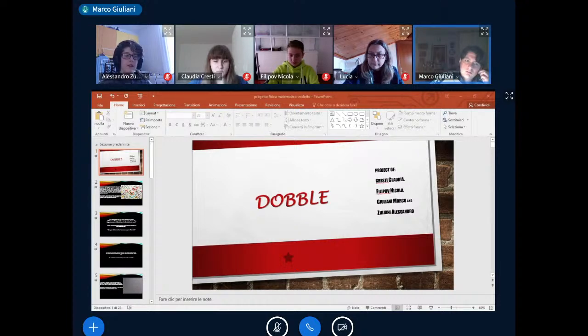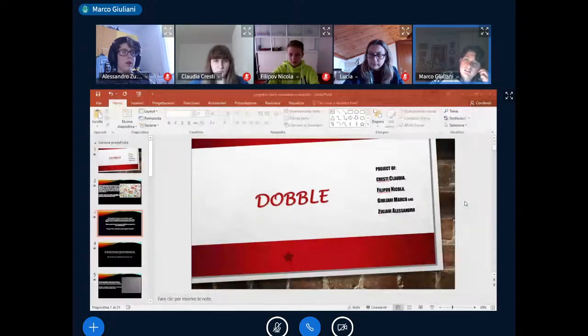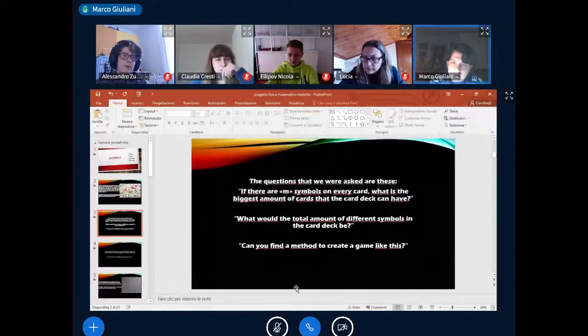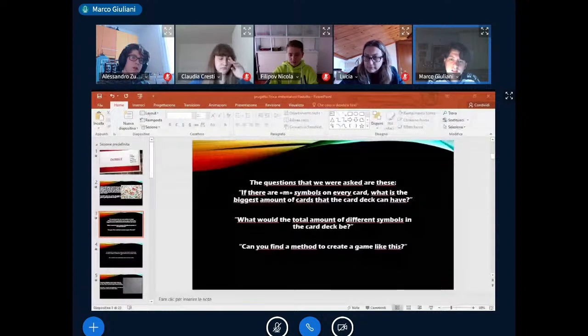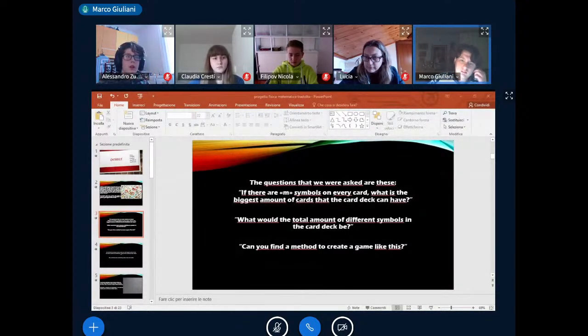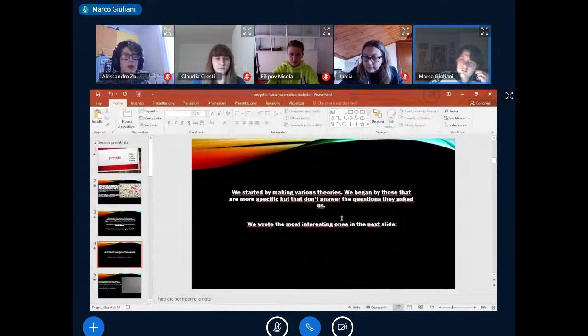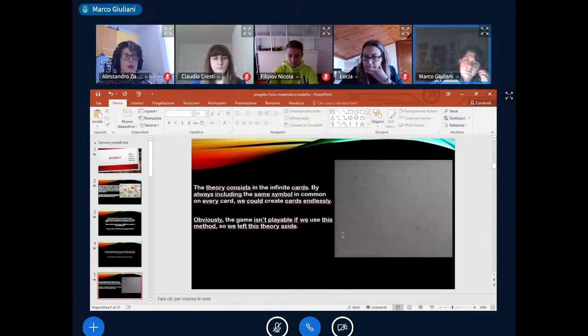The questions that we were asked are these: if there are m symbols on every card, what is the biggest number of cards that the deck can have? What would the total number of different symbols in the deck be? And can you find a method to create a game like this? We started by making various theories. We began with those that are more specific, but that doesn't answer the question they asked us. We wrote the most interesting ones in the next slide.